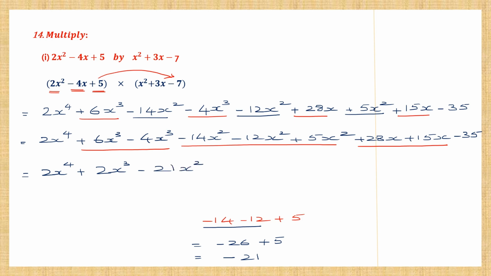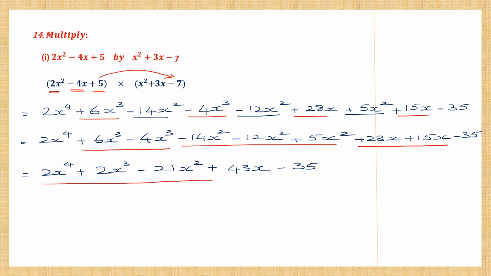Now let's go on to the next one. That is plus 28 plus 15. Both are plus signs. So add up both. 28 plus 15 is 43. So that is 43x. And then we have minus 35 left. So we have our answer here. 2x to the power of 4 plus 2x cubed minus 21x square plus 43x minus 35.